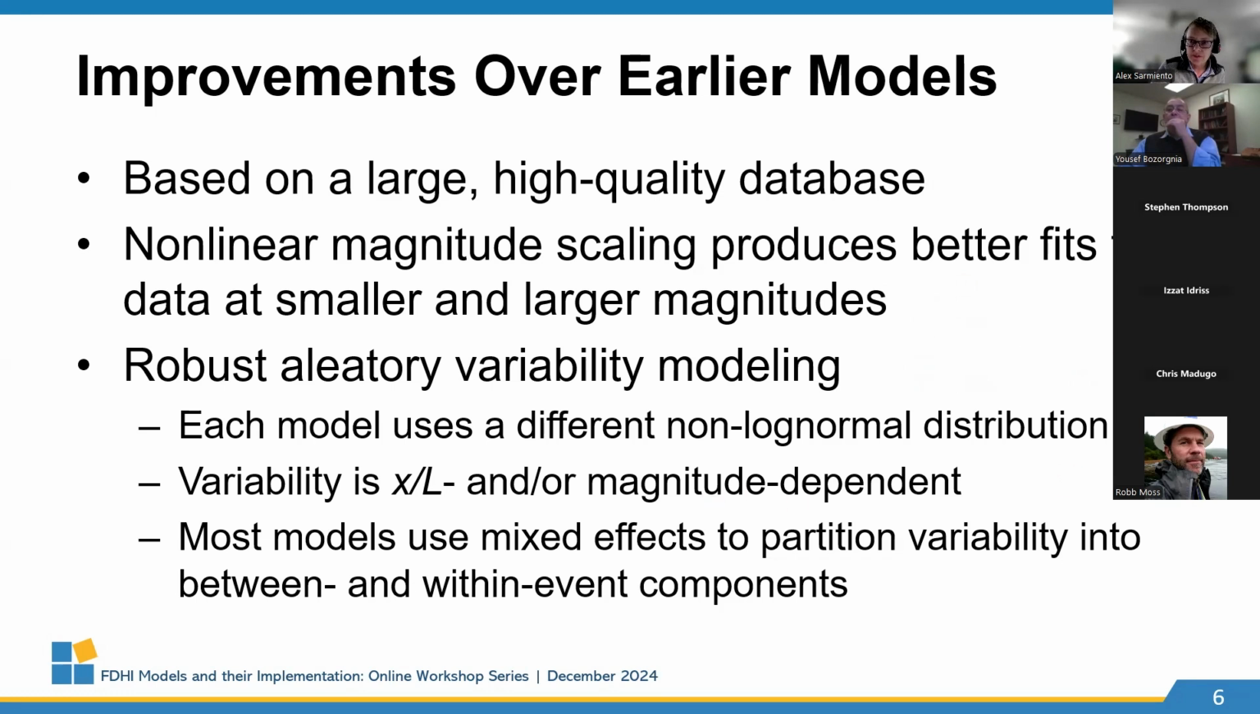Each model uses a different non-lognormal distribution. The variability is based on normalized location along the rupture length or magnitude. And most models partition the variability into between and within event components.